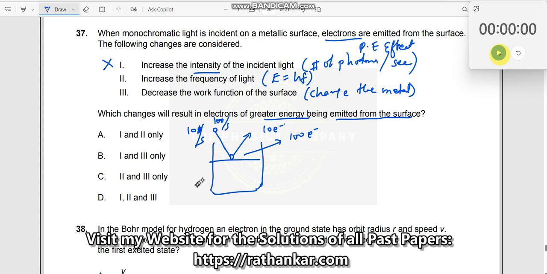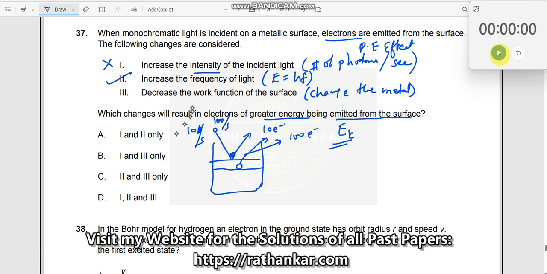Increase the frequency of light. When you increase the frequency of the incoming light, what will happen? The energy of the photon is larger. When the energy of the photon is higher, it is possible that an electron present in the next level can also be emitted. Or even when one of the ground level electrons is emitted, the electron which comes out will have a larger kinetic energy, which means it will have greater energy when emitted from the surface. So definitely the second possibility is correct.